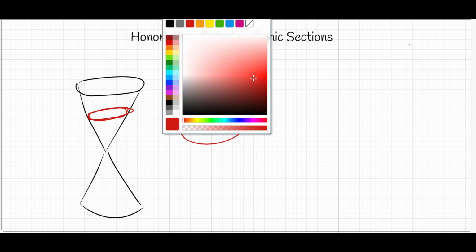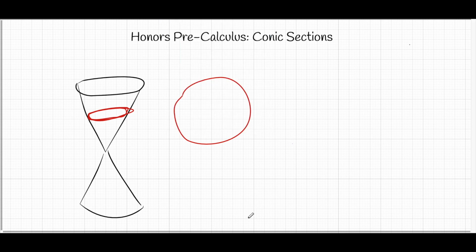So the formal definition of a circle is that it's the set of all points that are a given distance away from a given point. And this given point is the center. The given distance is called the radius.